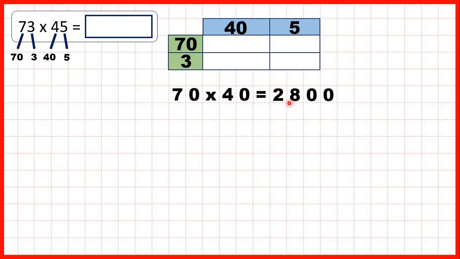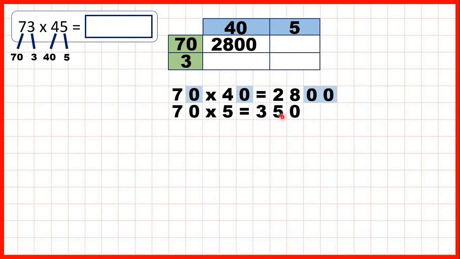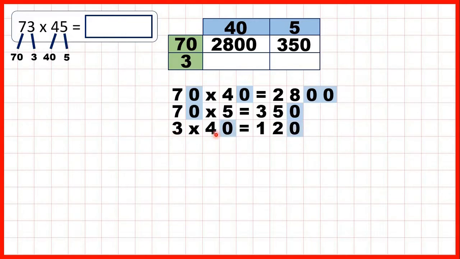That's 2,800 because 7 times 4 is 28, and then if we have two end zeros in the question, there will be two end zeros in the answer. For this box, we need 70 times 5. That's 350 because 7 times 5 is 35, and then we need one end zero. Here we need 3 times 40, so that's 120 because 3 times 4 is 12, and again we need one end zero. And here we have 3 times 5, which is 15.